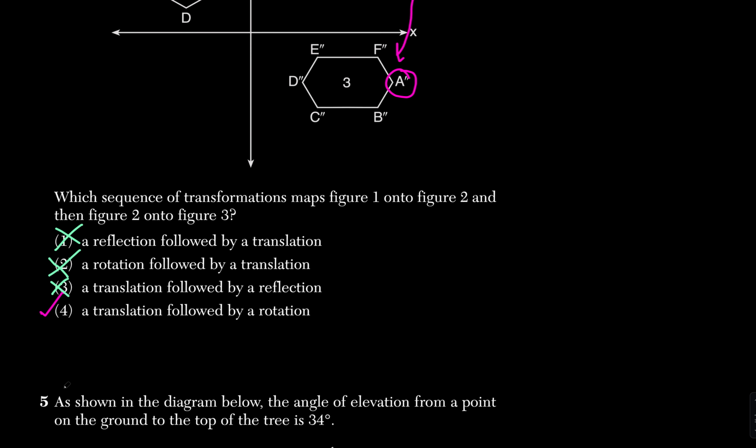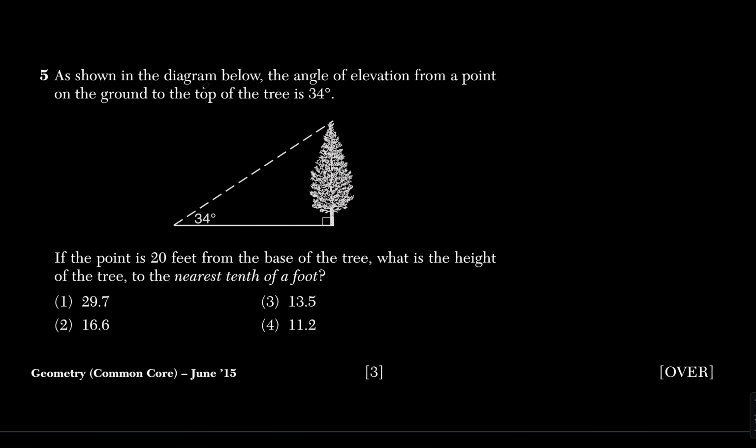Let's go to question number 5. As shown in the diagram below, the angle of elevation, so this angle right here, from a point on the ground to the top of the tree is 34 degrees. If the point is 20 feet from the base of the tree, so this distance is 20 feet, what is the height? I want to know the height of this tree, so let's call that x.